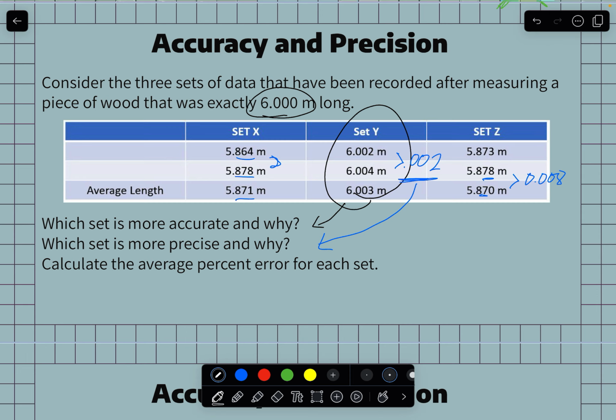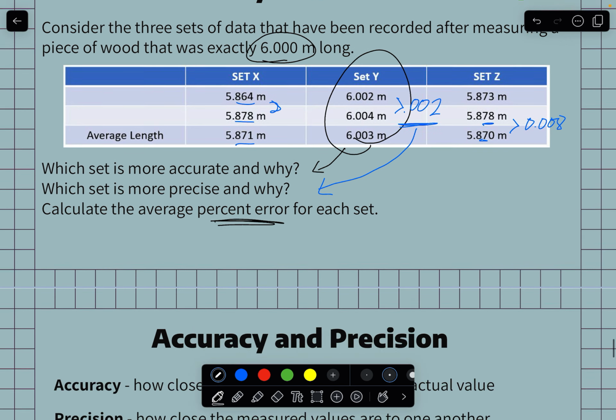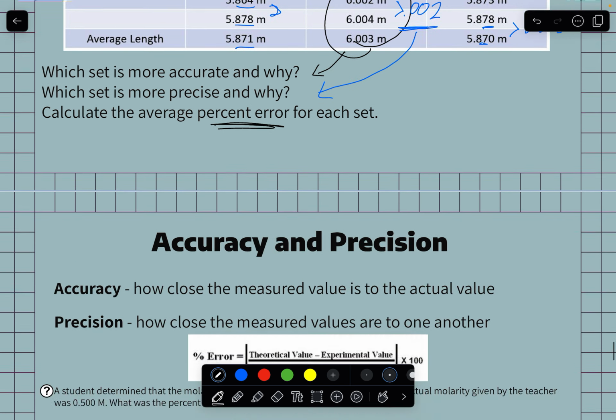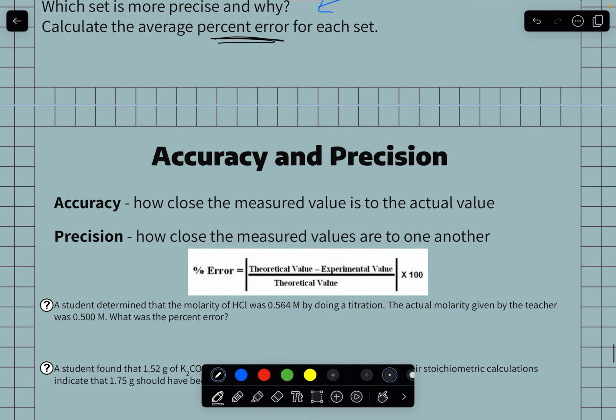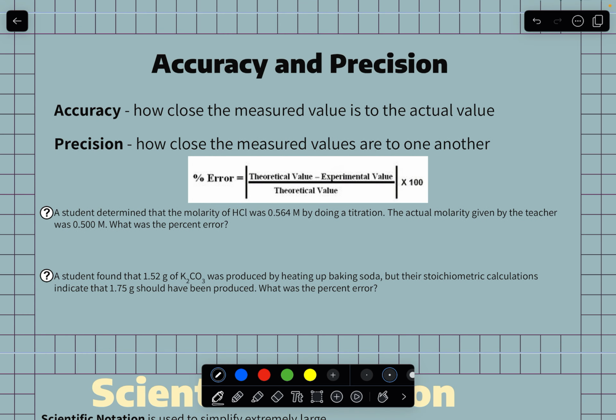And then for percent error, I'll talk about that in a minute. If you want to calculate it, you can, but we'll have some examples in a minute. So for accuracy and precision, accuracy is how close it is to the actual number that you're aiming for. Precision is how close your numbers are to each other.